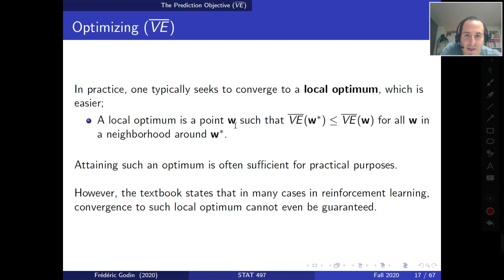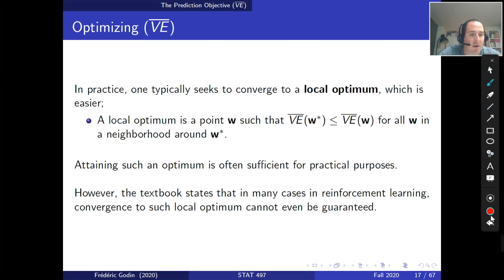Here there is a typo. This should be W star. It's a point W star where the objective function at W star is smaller or equal to the objective function for all other candidates W in the neighborhood around W star. So you might not be able to find the global optimum, but if you find a point W star which has a better value than all surrounding neighbors W, then often you will be happy.